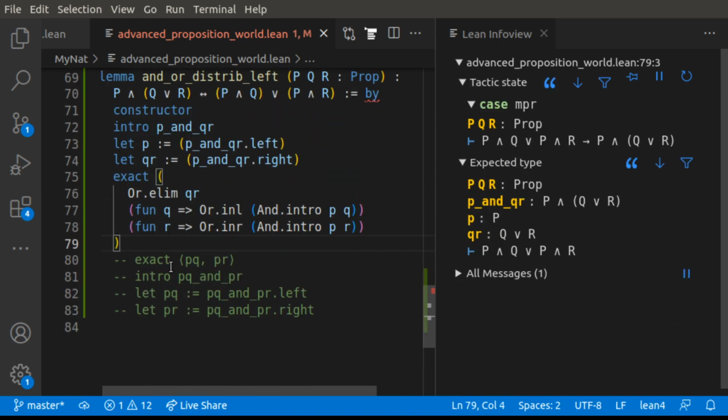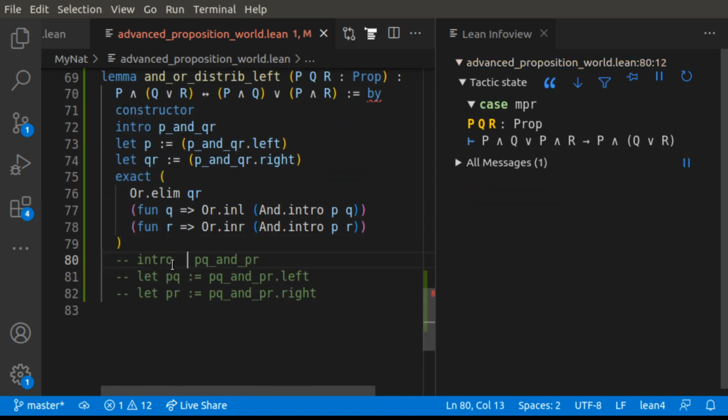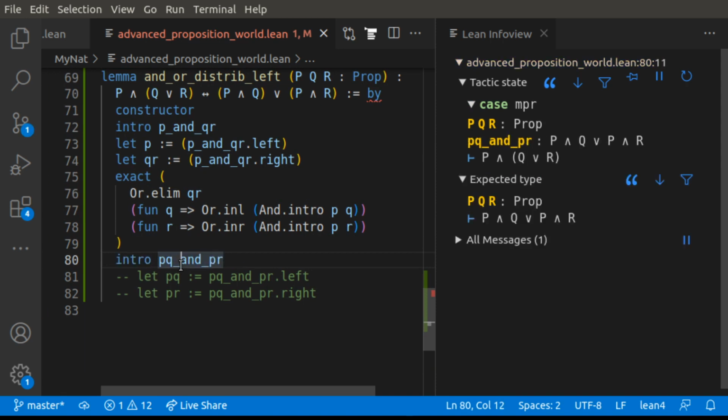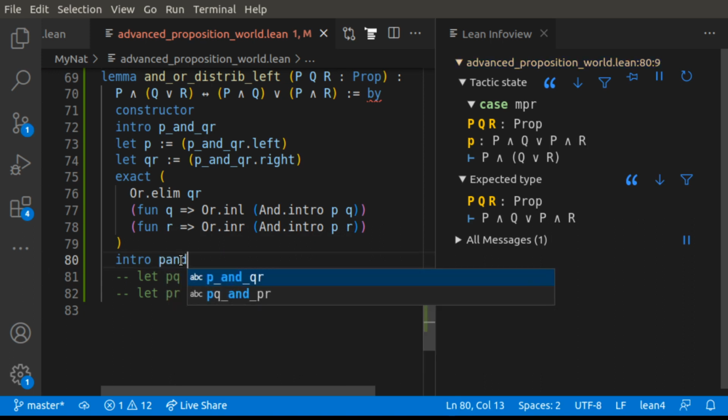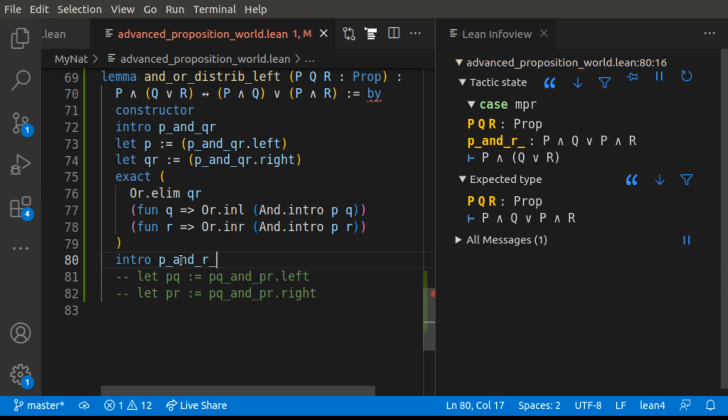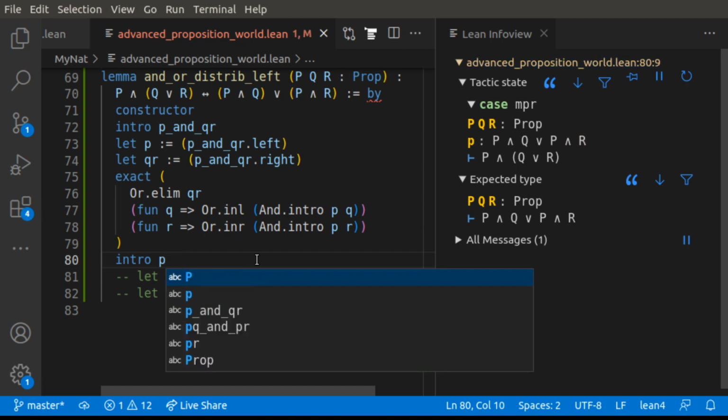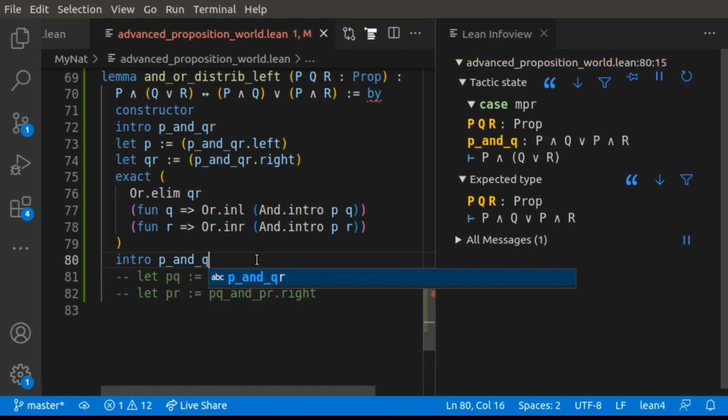Now we're moving on to our second case. Okay, so this is actually our intro. This is P and R or P and Q. I guess P Q, P and Q, P and R. Whatever, I'll do that. Sure.